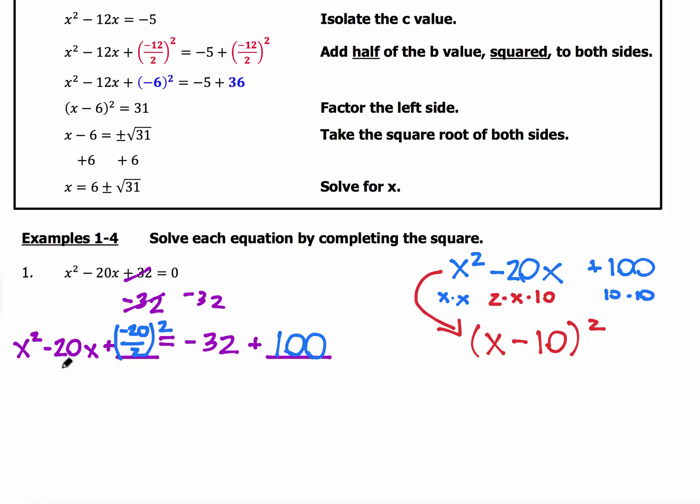So that's what I'm going to do on the left side now. I'm going to take the fact that x squared minus 20x plus 100 factors into x minus 10 quantity squared and write it like this. x minus 10 quantity squared equals, over here on the right side, negative 32 plus 100. Negative 32 plus 100 is positive 68.